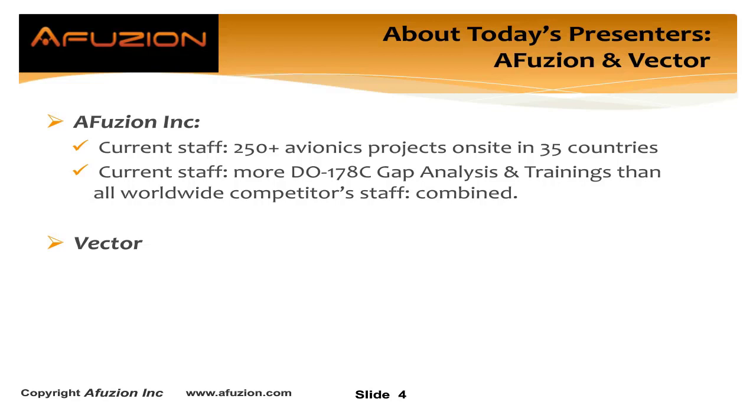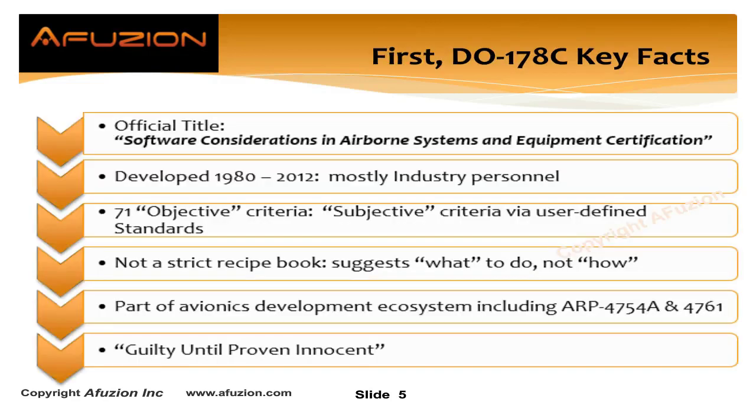First, the official title, of course, is Software Considerations in Airborne Systems and Equipment Certification. It's considerations, not standards, not requirements. It's a guideline. It was first developed almost 40 years ago, mostly by industry, not government. And remember, industry's main priority is profit, let's be honest, but safe profits, hopefully.